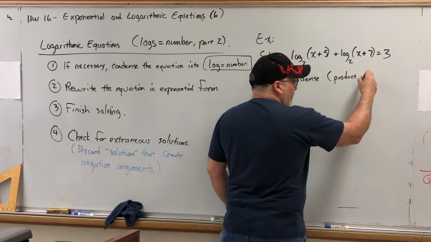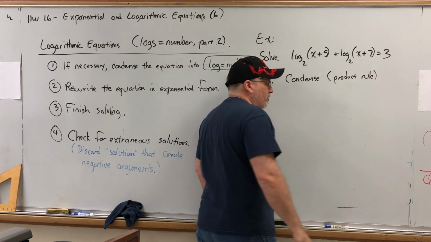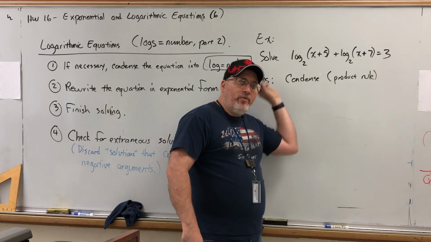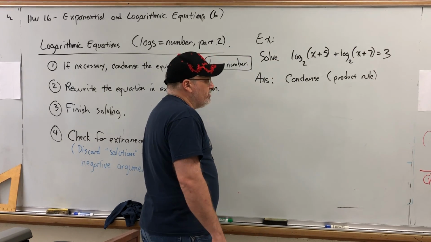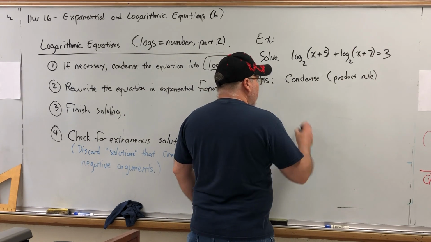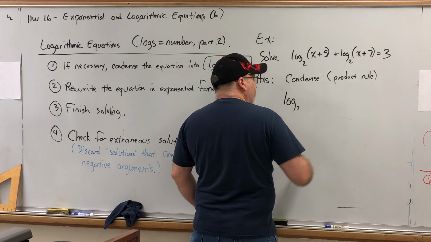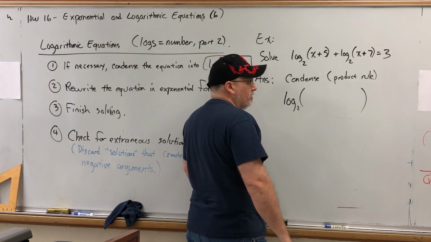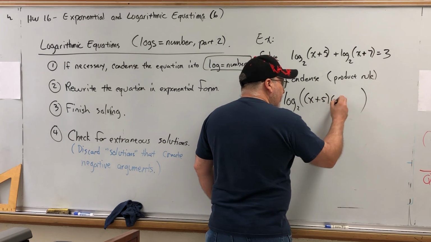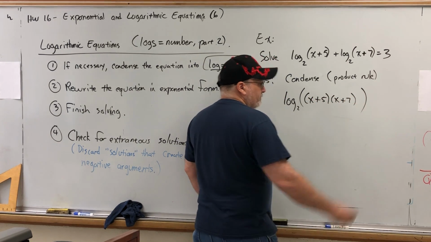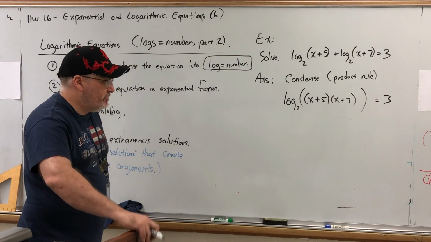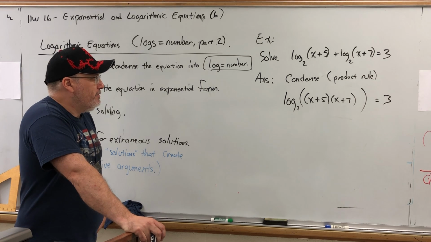Now, all the rules that we saw in the previous series of videos still apply. If it was a minus, we would use the quotient rule. If there were a number in front, we would move it in as a power. But this is the product rule. And the product rule in reverse says if you have the sum of 2 logs, you can make 1 log whose argument is the product of the 2 logs' arguments. So x plus 5 times x plus 7. So it's a little chunky, but that's what happens when you condense. You get 1 log with a chunkier argument.